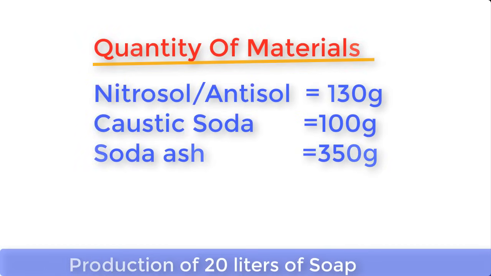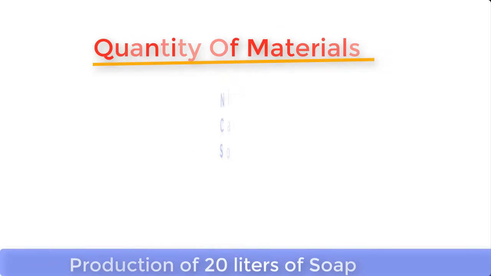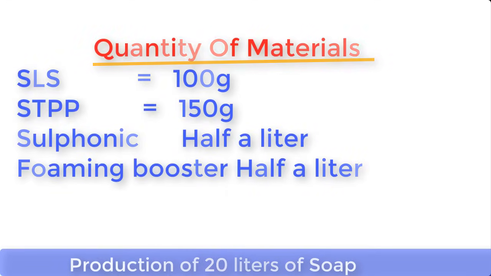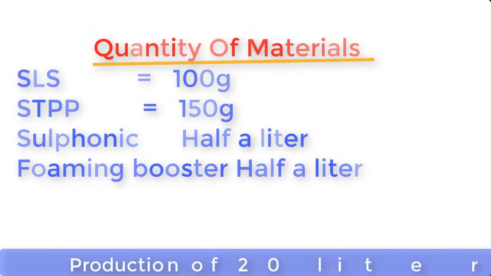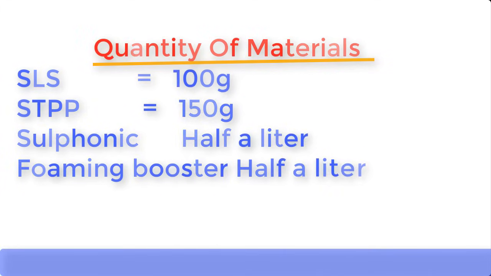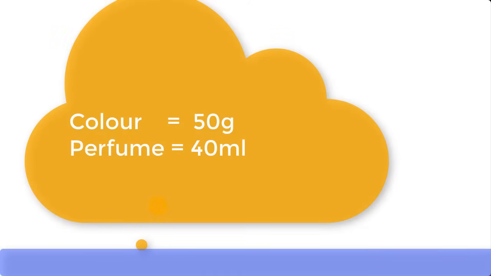Now let's see the quantity of materials required to produce 20 liters of liquid soap. Nitrosol 130 gram, and if you are using antisol, you also use 130 gram. Caustic soda 100 gram. Soda ash 350 gram. SLS 100 gram, and if you are using Texapon, you use 200 gram. STPP 150 gram. Sulfonic half a liter. Foaming booster half a liter. Color 50 gram. And perfume 40 ml.